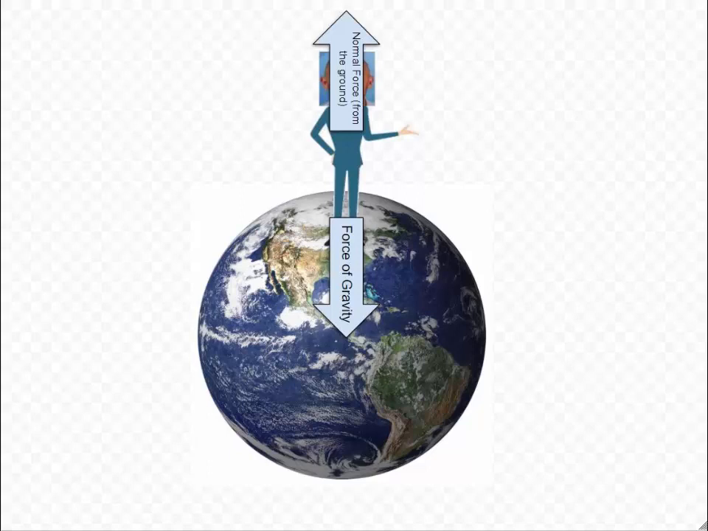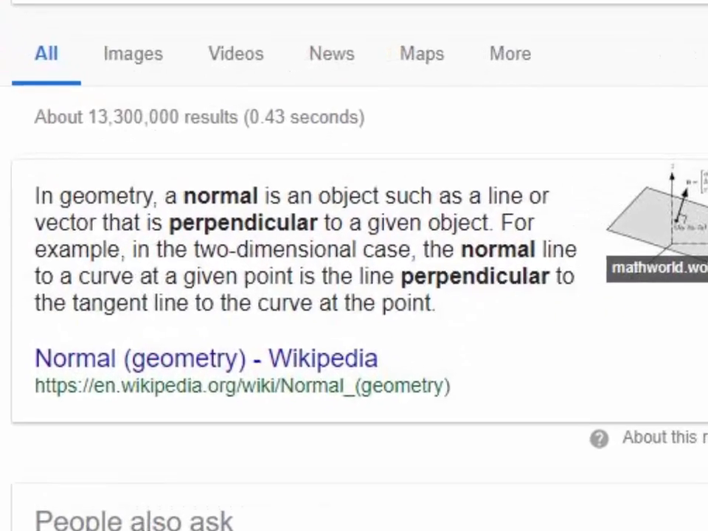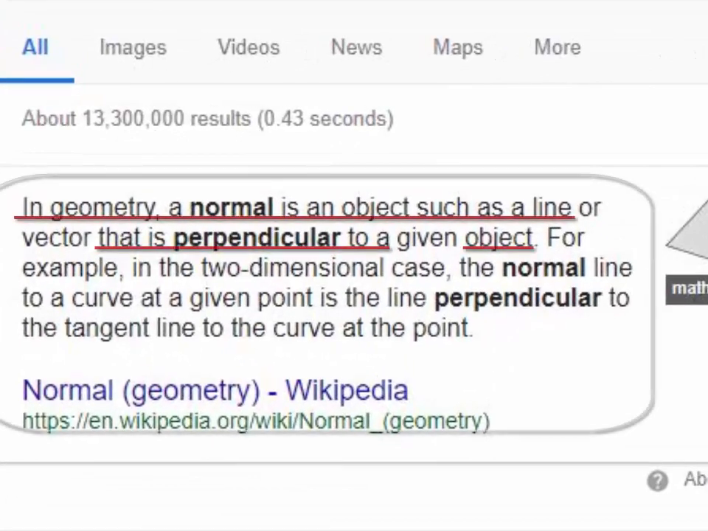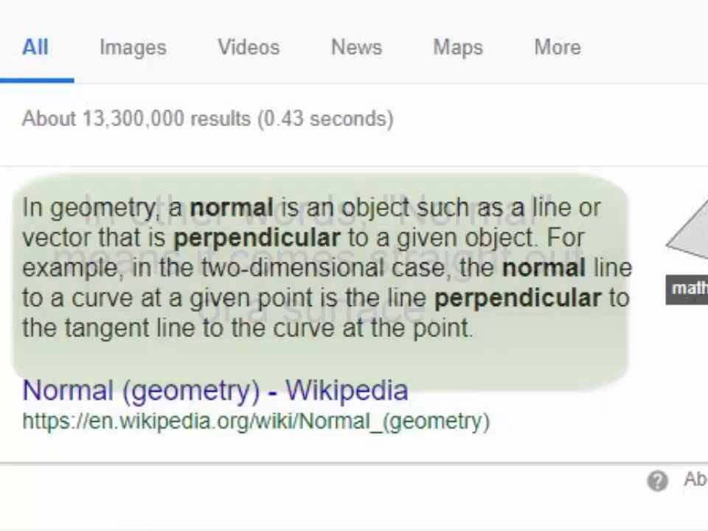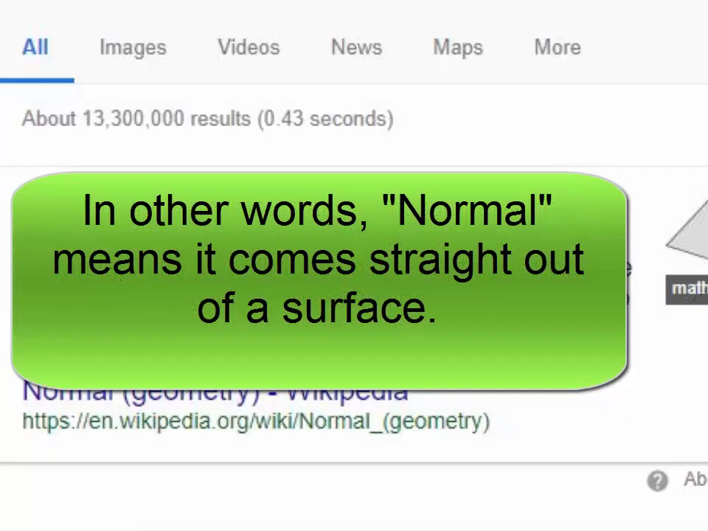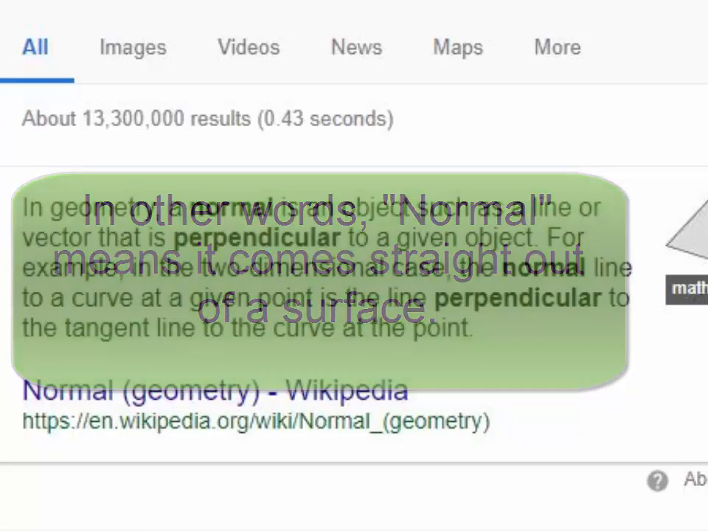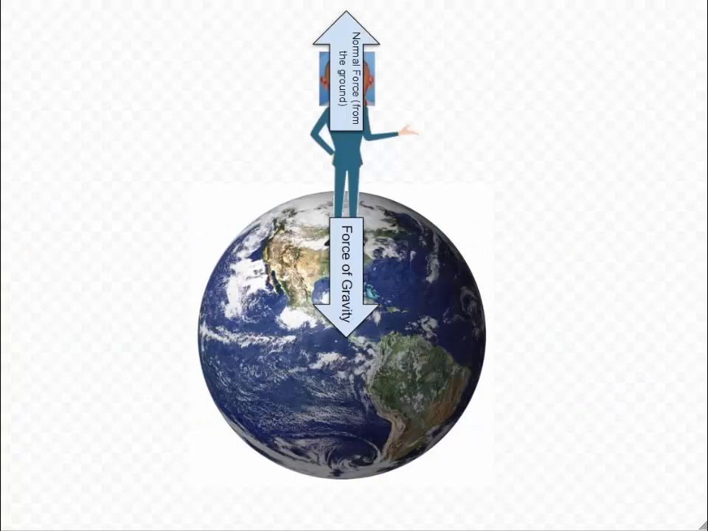To start with, I suggest we ask Google about what is meant by the word normal. According to Wikipedia, the word normal means that an object such as a line is perpendicular to another object. Perpendicular means at a 90-degree angle. In other words, normal means it comes straight out of a surface. If the normal force is from the ground supporting you, then it is coming straight out of the ground.